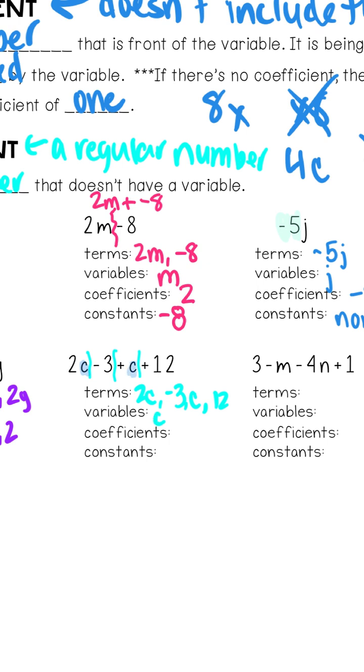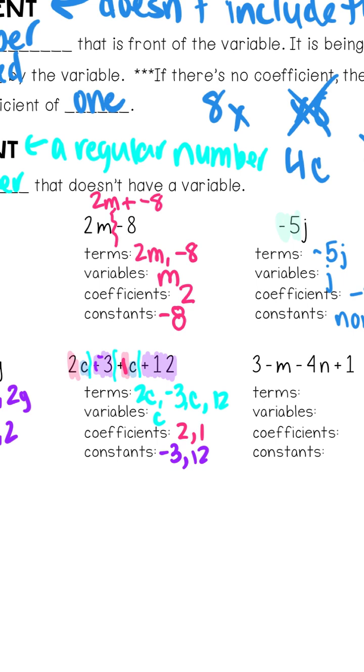Your coefficients, this is where you got to be careful. So it looks like there's just the one coefficient, which was 2. But there's an invisible coefficient right there of a 1. So my coefficients are actually 2 and 1. And then the constants, those are just your regular plain numbers. Be careful, that's a -3 and a +12, because remember, I could really make that plus a negative. So -3 and 12.